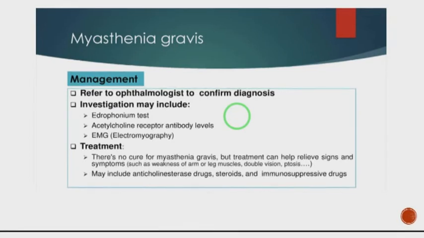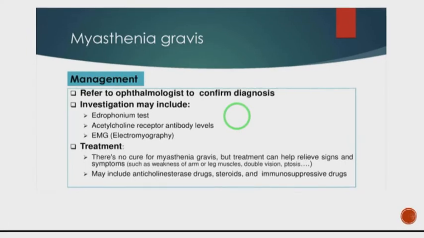How to manage myasthenia gravis? Refer to an ophthalmologist and neurologist to confirm the diagnosis. The tests done are the edrophonium test, which is to inject a cholinesterase inhibitor to give more time for the acetylcholine to act at its site, the acetylcholine receptor antibody level, and electromyography, which measures the strength of the muscle.